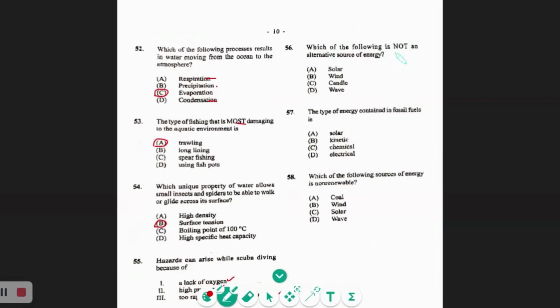56. Which of the following is not an alternative source of energy? A candle. So C. 57. The type of energy contained in fossil fuels, we have chemical energy. 58. Which of the following sources of energy is non-renewable? Is it wind? No, wind is renewable. Solar is renewable. Wave is renewable. The answer would be coal.